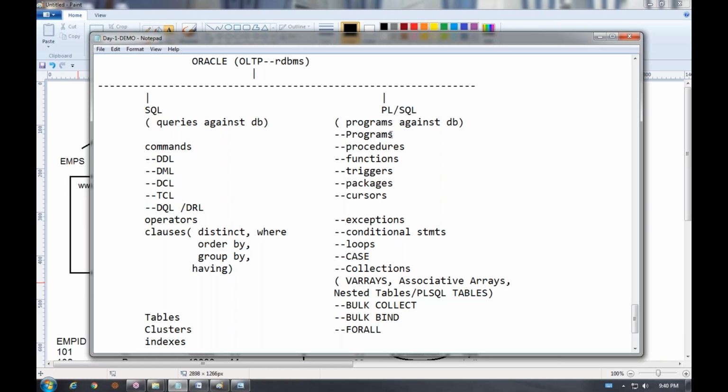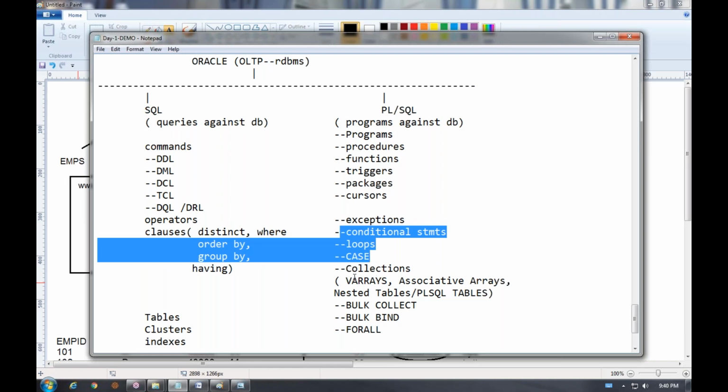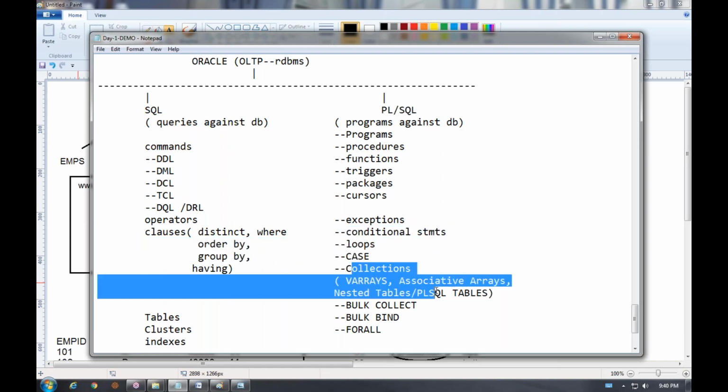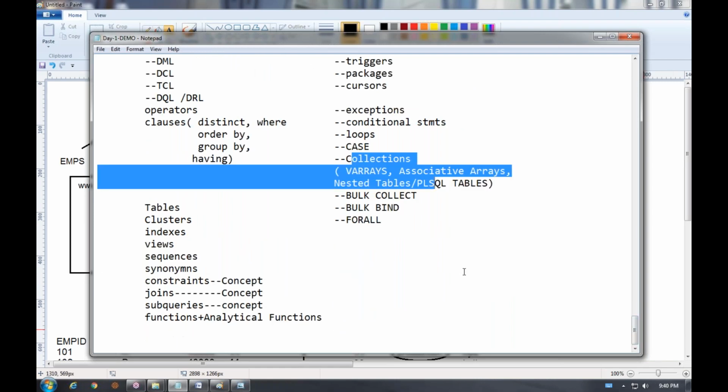So in PL/SQL, along with programs, we are discussing procedures, functions, triggers, packages, cursors, exceptions, control structures, collections. So these are the points we will discuss under Oracle, SQL and PL/SQL. The total duration of the course is 45 days.